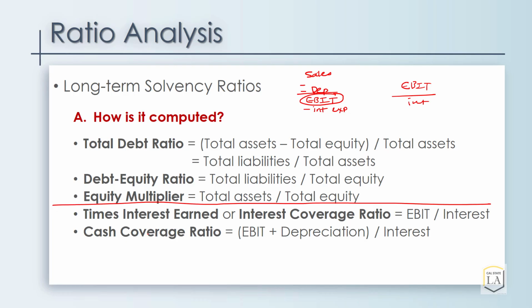And the second one is very similar. Instead of using just the EBIT amount for your numerator, you're adding back depreciation. And use the sum of EBIT and depreciation as your numerator, and you divide the sum by your interest expense, and that will be your cash coverage ratio. So as you can see, these 2 groups are from different financial statements.